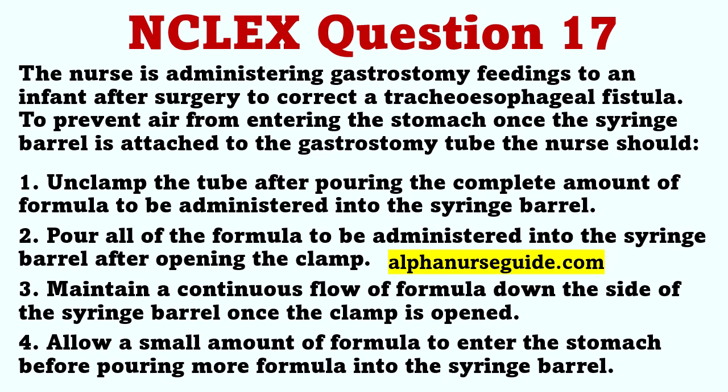3. Maintain a continuous flow of formula down the side of the syringe barrel once the clamp is opened. 4. Allow a small amount of formula to enter the stomach before pouring more formula into the syringe barrel.